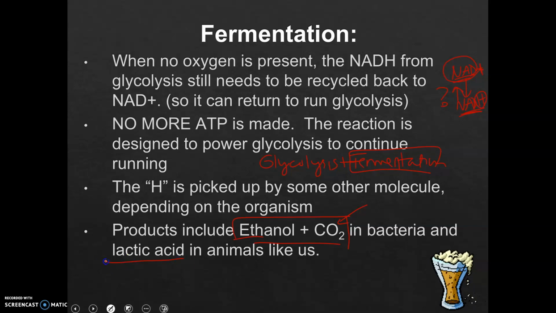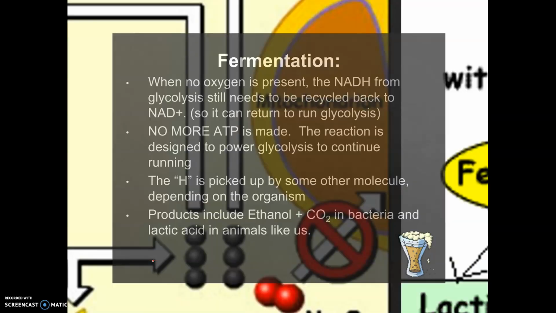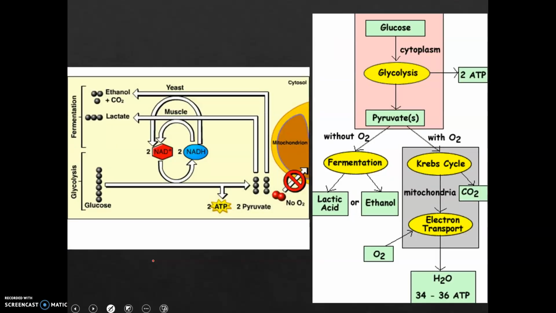And then animals make lactic acid. Some bacteria actually make lactic acid too, like lactobacillus, which is a yogurt bacteria. That's why yogurt tastes sour, or sour cream. They can make these things using bacteria that make lactic acid. But in us, that lactic acid can make our muscles burn. So here's what happens here. Glycolysis happens, and notice this split. No oxygen, fermentation makes lactic acid, or ethanol plus CO2.